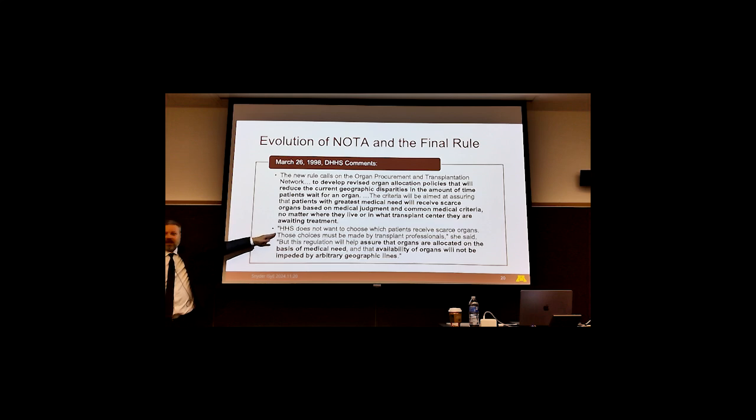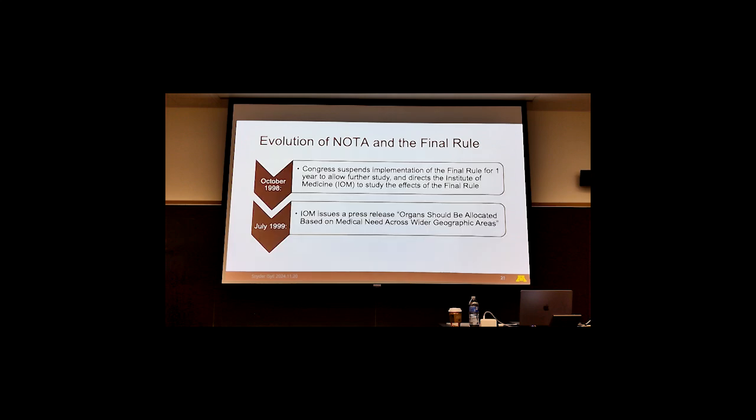But HHS, that's Health and Human Services, who oversees this, will assure that organs are allocated on the basis of medical need and that availability of organs will not be impeded by arbitrary geographic boundaries, okay? Arbitrary lines. The blue zones, they're still calling for these to be removed. And this is, what, 10 years now after they first tried doing this. Things take time. But they knew this was the smart and better way to do it, right?